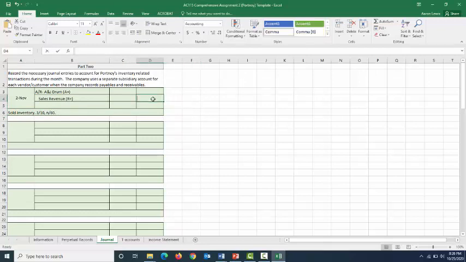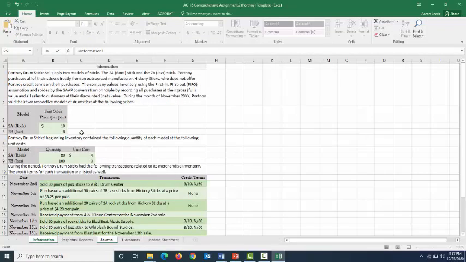So we can figure that out by going back to our information page. We sold them 30 pairs of 7B jazz sticks. And those 7B jazz sticks we're selling, according to our information, for $8 a piece. So if we click on the 8 right there, multiply it by the 30 pairs, we get the full price that we would be charging them for this particular sale.